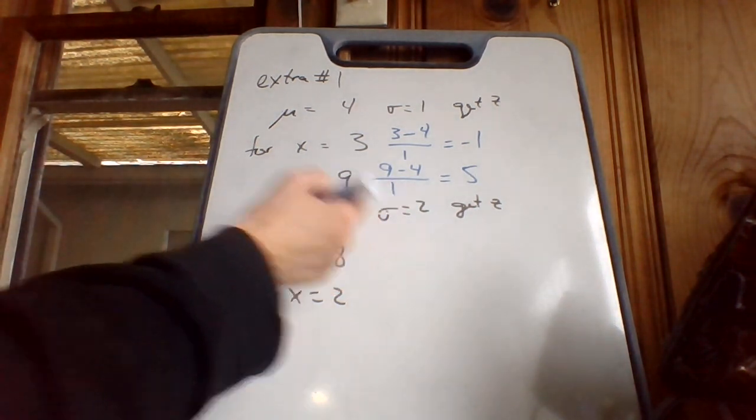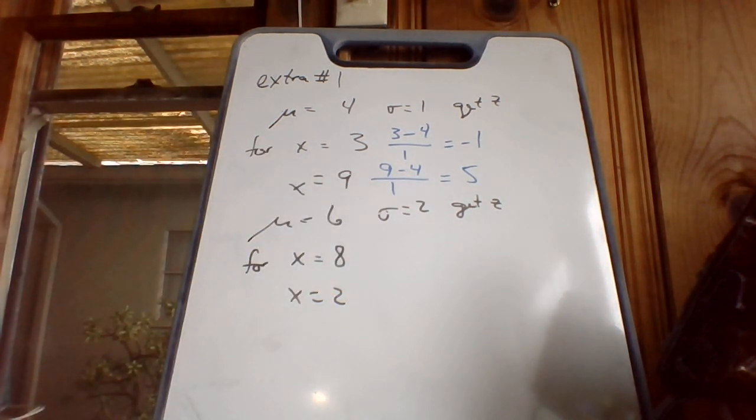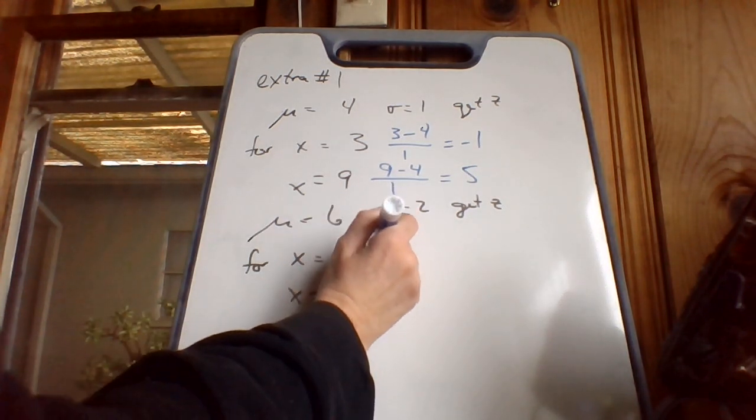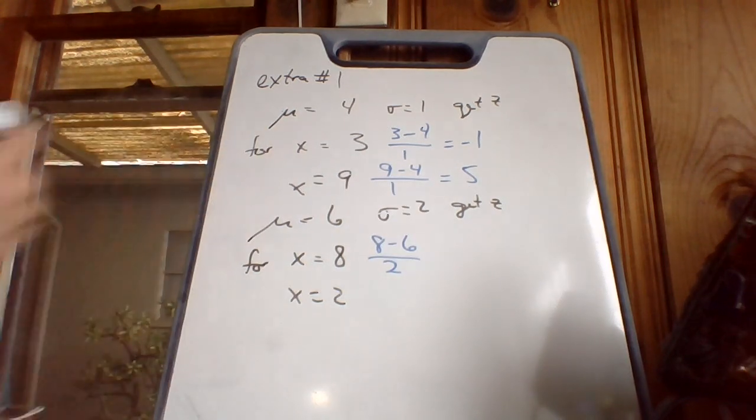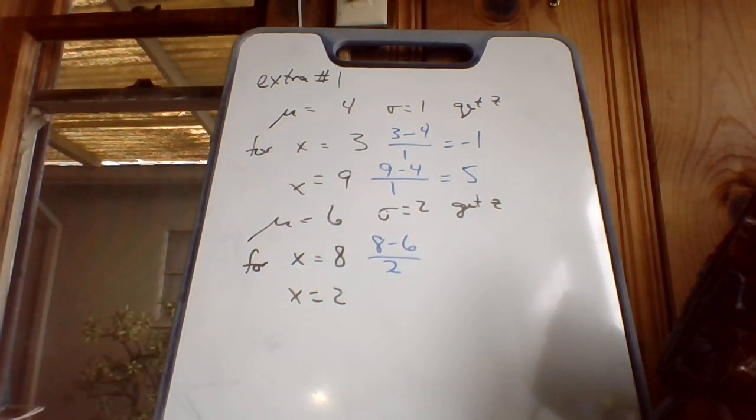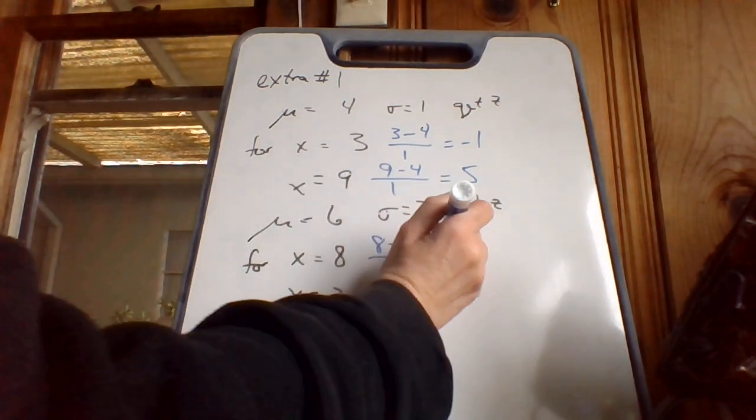Okay, now I've changed up the mean and the standard deviation, but I'm still using exactly the same formula. Take my number minus the mean, divide by the standard deviation. So 8 minus 6, that's 2. 2 divided by 2, that's 1.